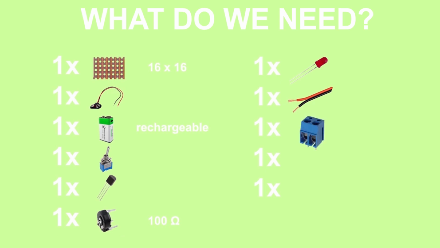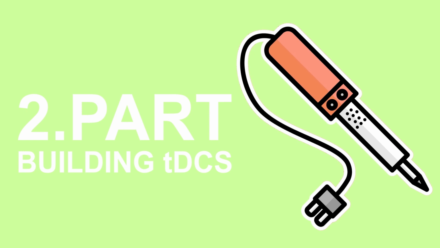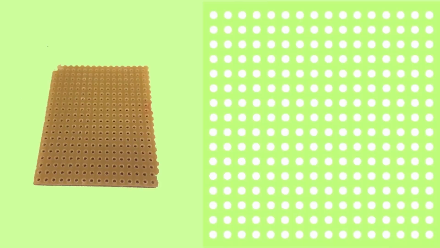Two cables that are connected to the output. And then two resistors. One resistor is 33 ohms, all the way to 39 ohms, it doesn't matter. And the other one is a 470k ohm resistor. Now we will assemble the tDCS.